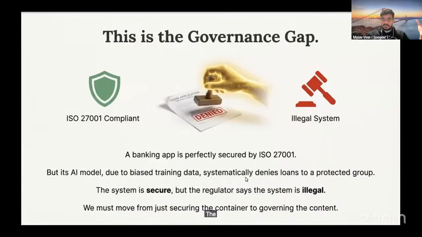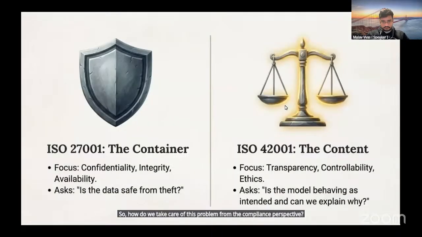The regulator is saying that the system is illegal because we are systematically denying loans to a protected group. So how do we take care of this problem from the compliance perspective? This is the difference between 27001 and 42001, right?